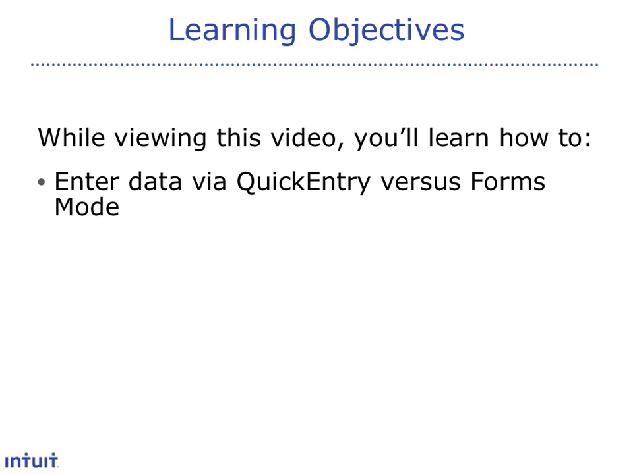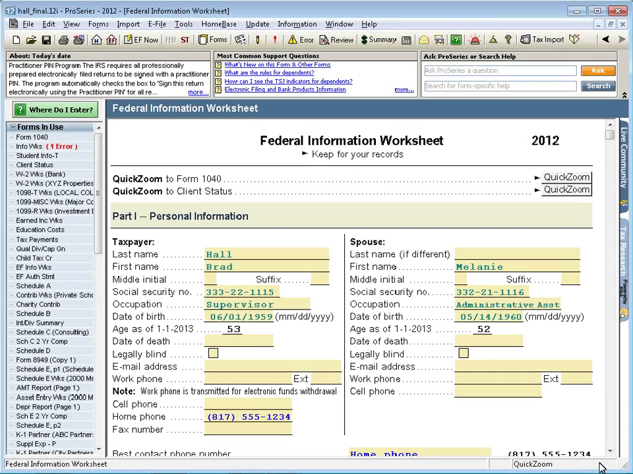In this video, you are going to learn how to enter data via QuickEntry, and we'll talk a little bit about QuickEntry versus Forms Mode. In one of the other videos, we spoke about entering information directly on a form or on a worksheet connected to a form. That is what is called Forms Mode. But there is another way to enter information on the return that you might find easier either overall or maybe in certain situations. It's called entering using QuickEntry mode.